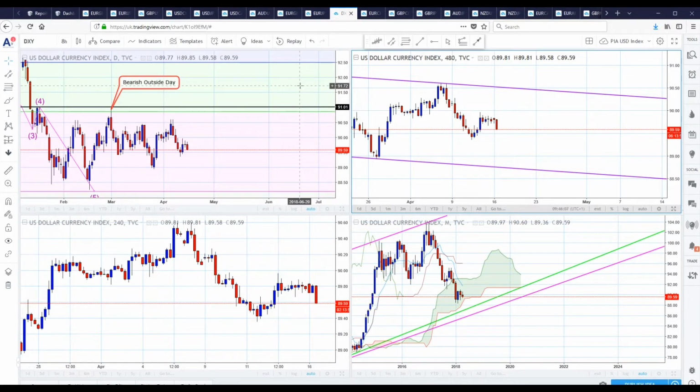Today we're going to be looking at the FX majors. We're also going to look at the dollar index, break down the time frames to try and get a bias for the major currency pairs going into this week.